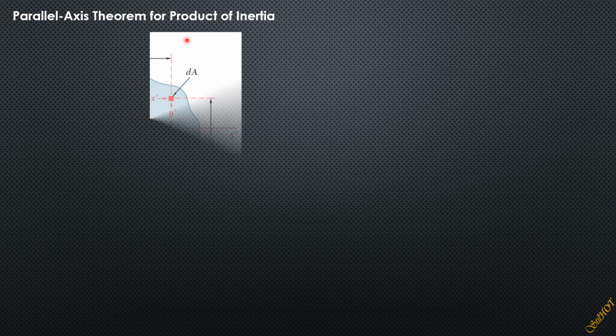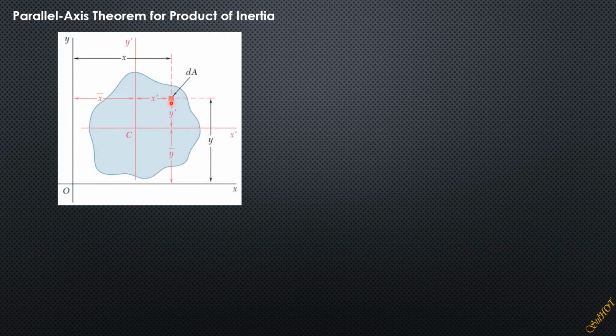I will now discuss the parallel axis theorem for product of inertia of areas, or the transfer formula for product of inertia of areas. Let's consider the region shown, and our element would be dA. The distance of dA from the y-axis is x, the distance of dA from the x-axis is y, and we have the centroid at C, with centroidal axes x prime and y prime. Therefore the distances of dA from the centroidal axes would be x prime and y prime respectively.